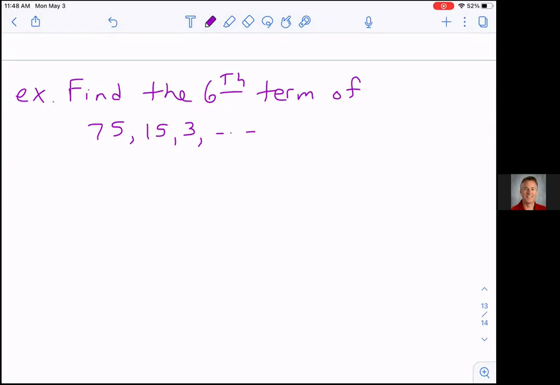So if I'm just finding a term, that means it's a sequence, not a series. And I can tell from this one, it is geometric. Because 75 divided by 5 is 15, or times 1/5. But that 1/5 is my R value. And again, I could get that by going the other way, do 15 divided by 75, or do 3 divided by 15. But I have an R value of 1/5.